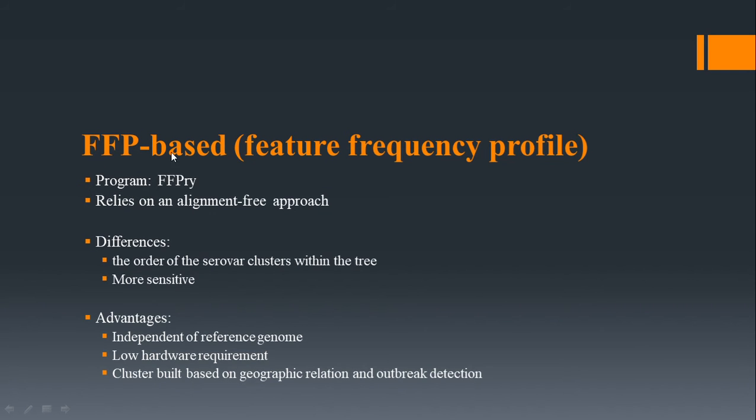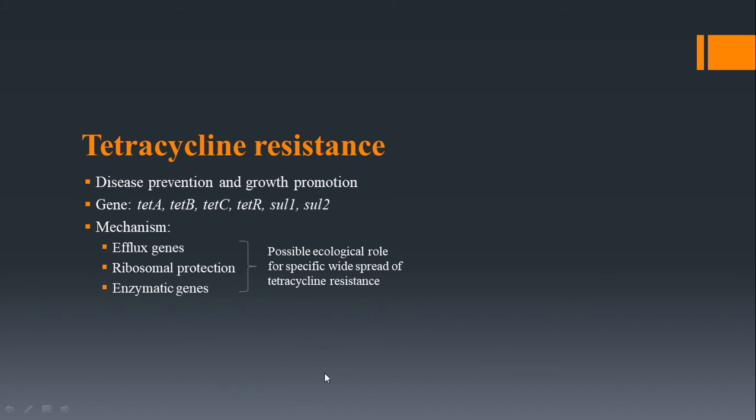The FFP-based program is FFPry and relies on an alignment-free approach. The difference is the order of serovar clusters within the tree, and it is more sensitive. The advantages are the independence of different genomes, low hardware requirements, and clusters built based on geography, radiation, and outbreak detection.